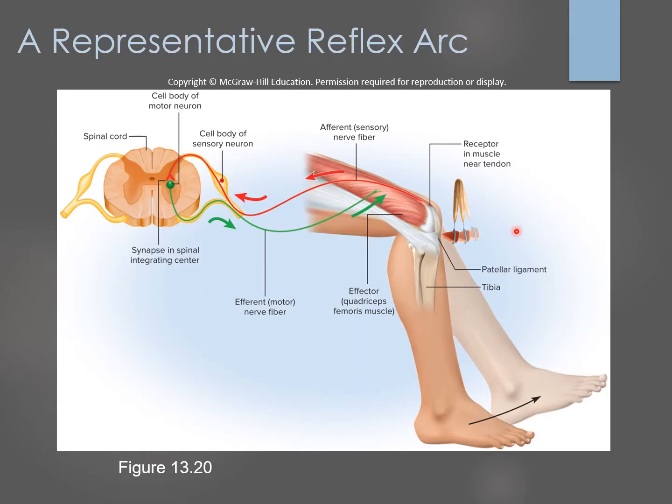This is one that normally you would be practicing in lab, and that is we hit the patellar ligament, and what that does, we have a receptor, and that's going to send that afferent message to the nerve cord. Notice that dorsal root ganglion. Then we're going to synapse with the efferent or motor neuron, and it will travel to the muscle, and the muscle will contract.